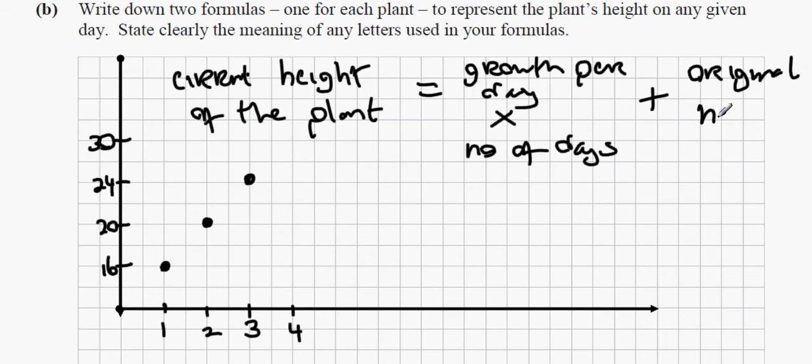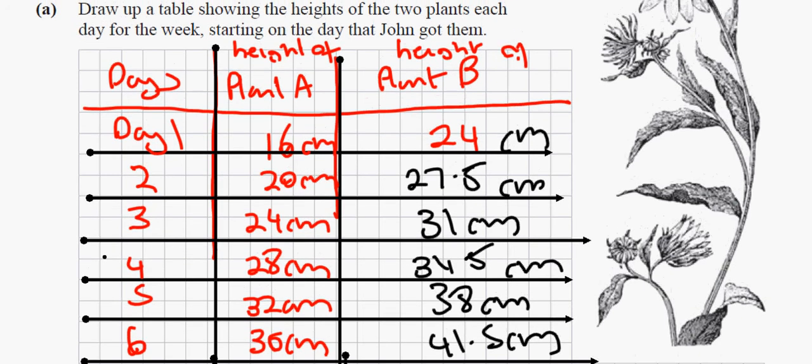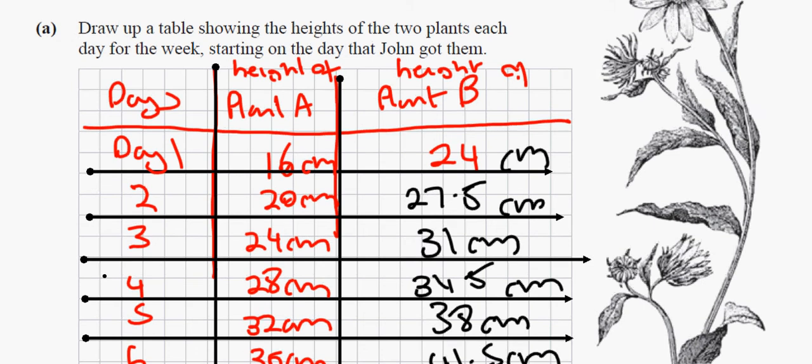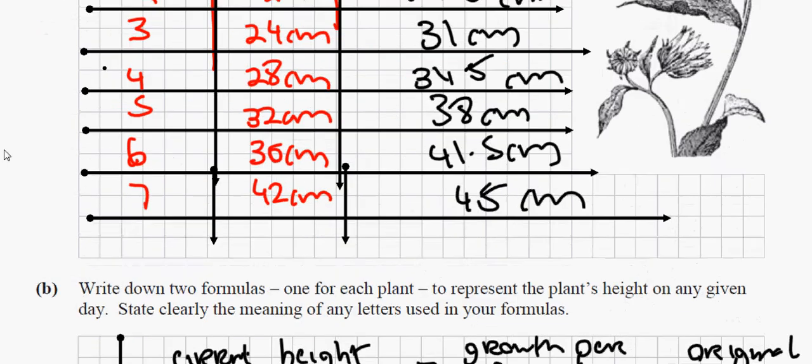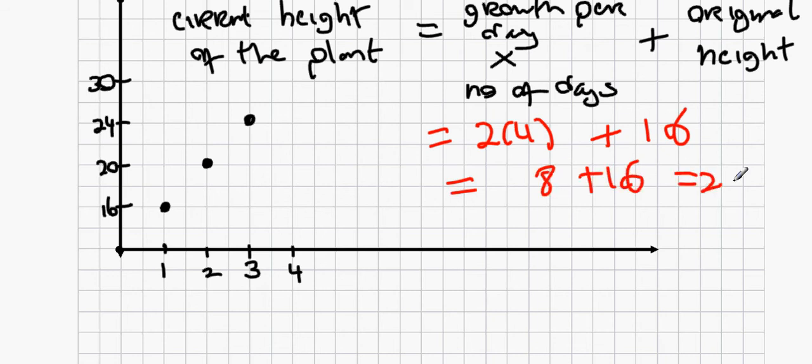So for example, let's say on day 1 the plant was 16 centimeters, day 2 was 20, and I wanted to figure out how big it was on day 3. That's going to be 2 days worth of growth, so day 3 is 2 days worth of growth. So if I multiplied 2 by 4, 2 days of growth from day 1, and added on the original height of 16, what I'd get there is 8 plus 16, which is 24. Okay, so that's how these formulas work.